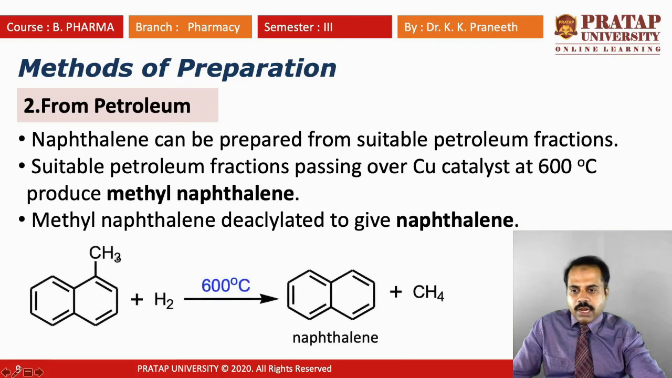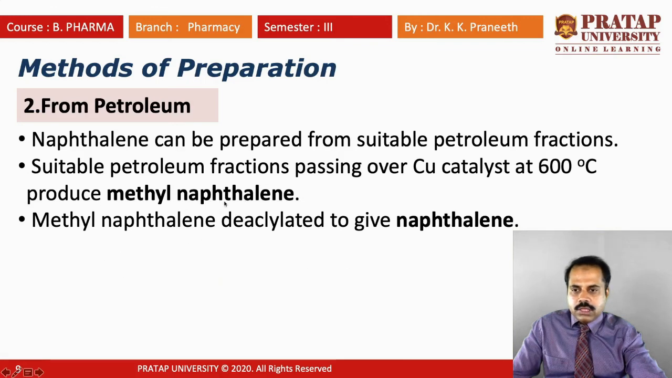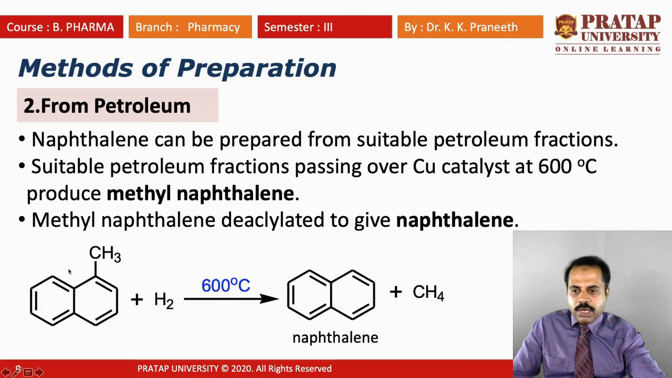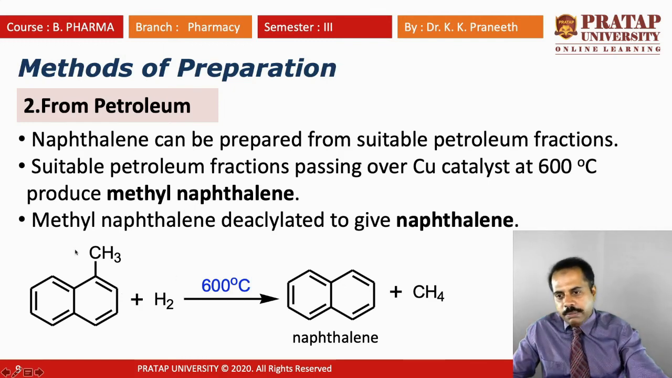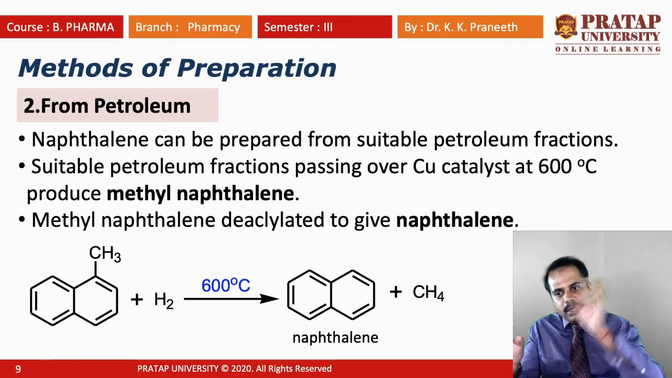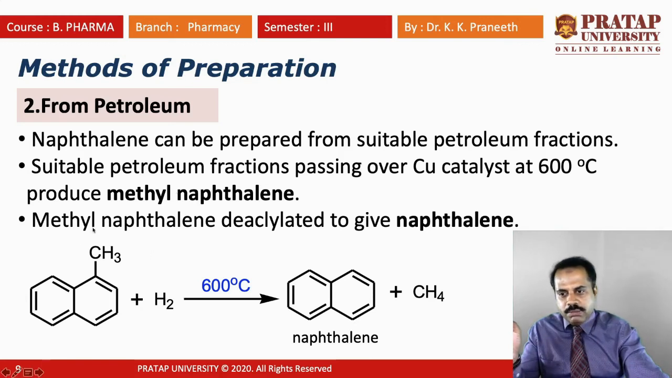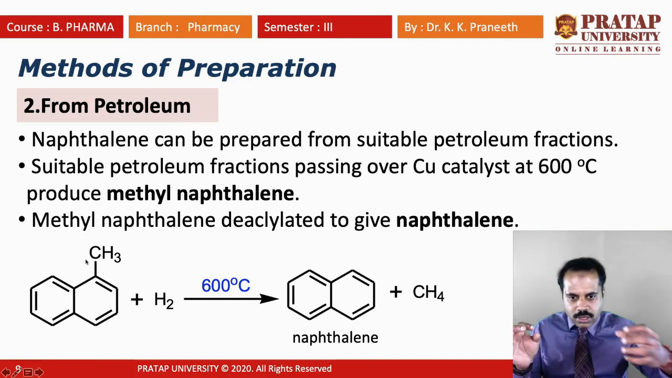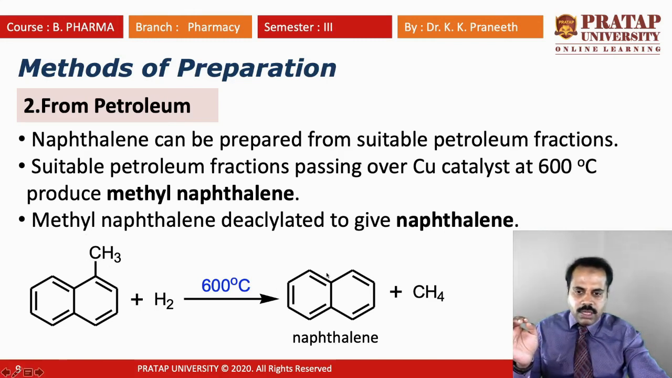This is the methyl naphthalene we can get from the petroleum fraction by copper catalyst, and methyl naphthalene is dealkylated to give naphthalene. If you treat at the same high temperature and add some hydrogen, so this is methyl naphthalene you will get from the petroleum, right? This is the first step, and then you add hydrogen. Dealkylation means removal of the alkyl group. So you can remove the alkyl group and get naphthalene from petrol.